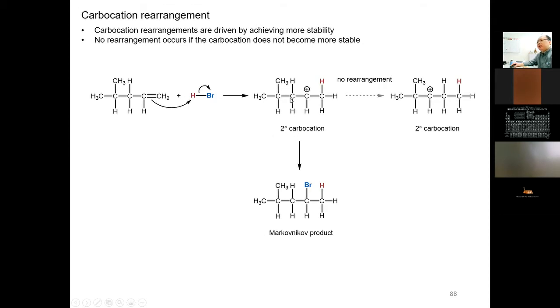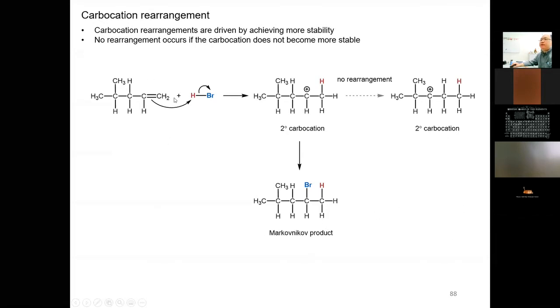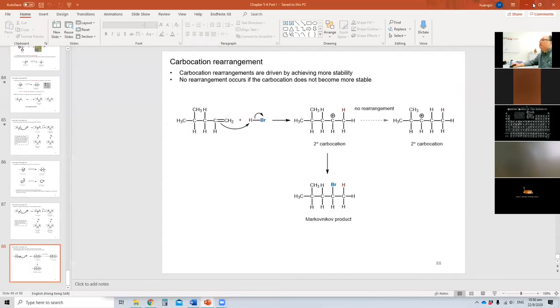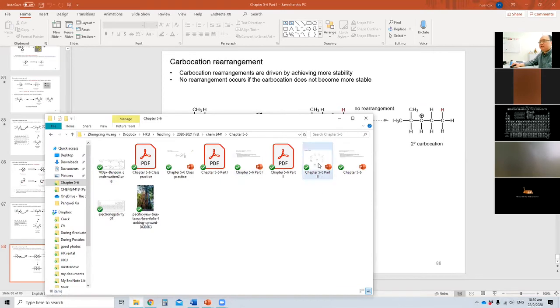So the product of this addition is, as usual, the Markovnikov product, and no rearrangement product appears here. So if you encounter this kind of problem in the midterm or final exam, and the rearranged carbocation's stability doesn't change because both are secondary, you only need to write down the Markovnikov product. That's 100% correct. All right, I think this is part 1 of chapters 5 and 6, and we will start part 2.